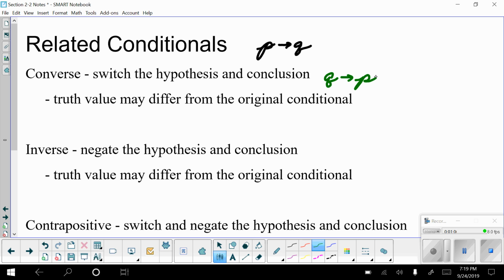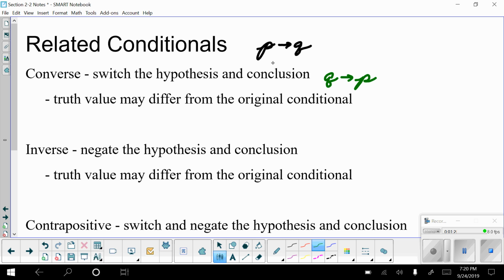If you're being asked for truth values, the truth value of the converse has no relation to the truth value of the original conditional. So if my original conditional was true, that doesn't mean the converse is true. It doesn't mean it's false. I have to treat the converse as its own unique statement and figure out its truth value independent of the original truth value.